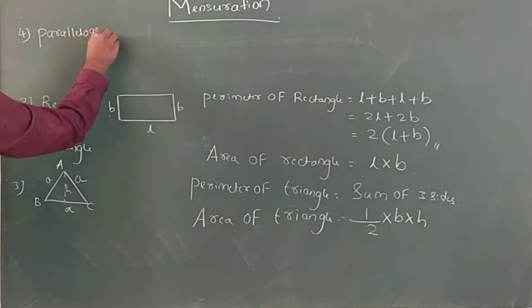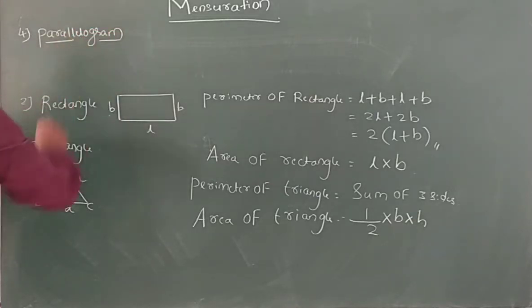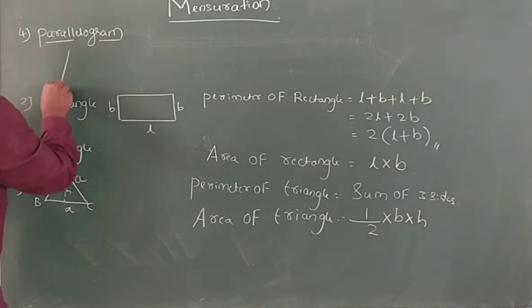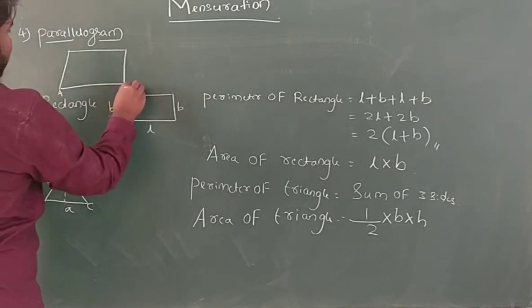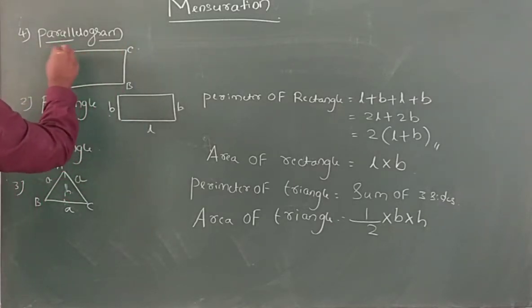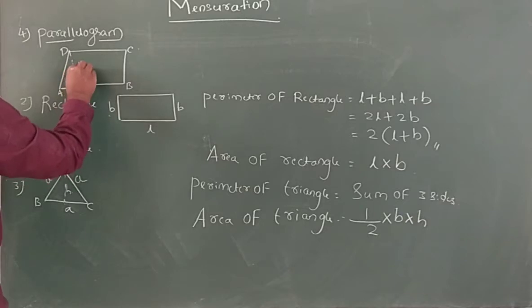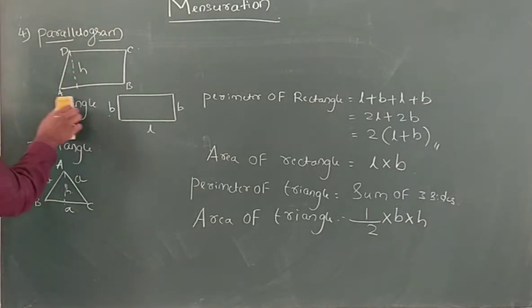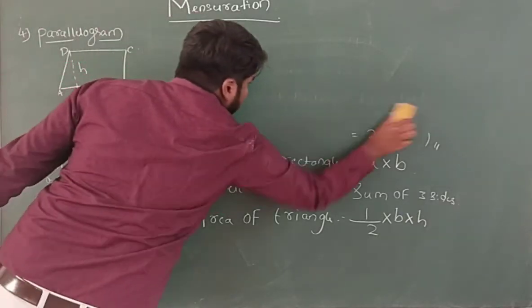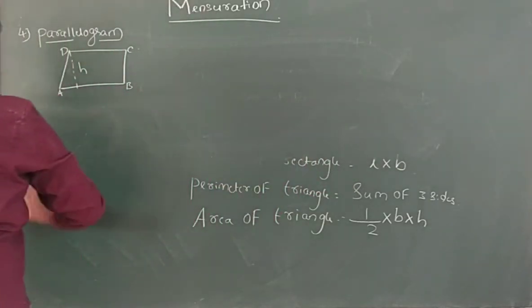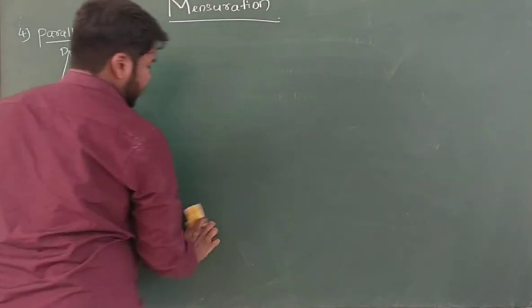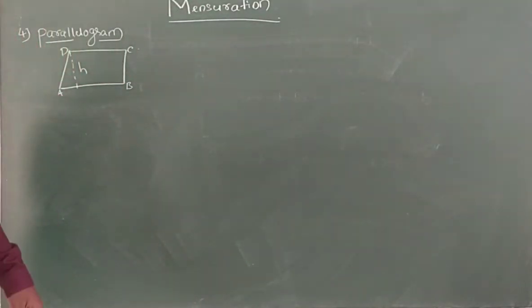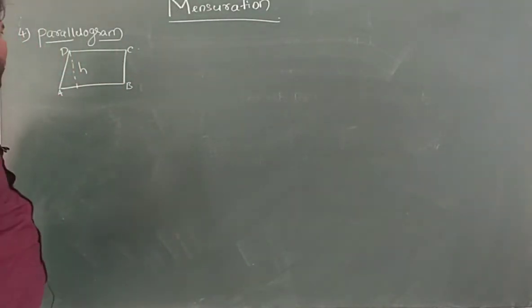Next one you are having as parallelogram. What we can give the figure? So this is the figure. I'll write as A, B, C and D, and this one is height. Okay, so I have to write the given formula. What is the perimeter of parallelogram?